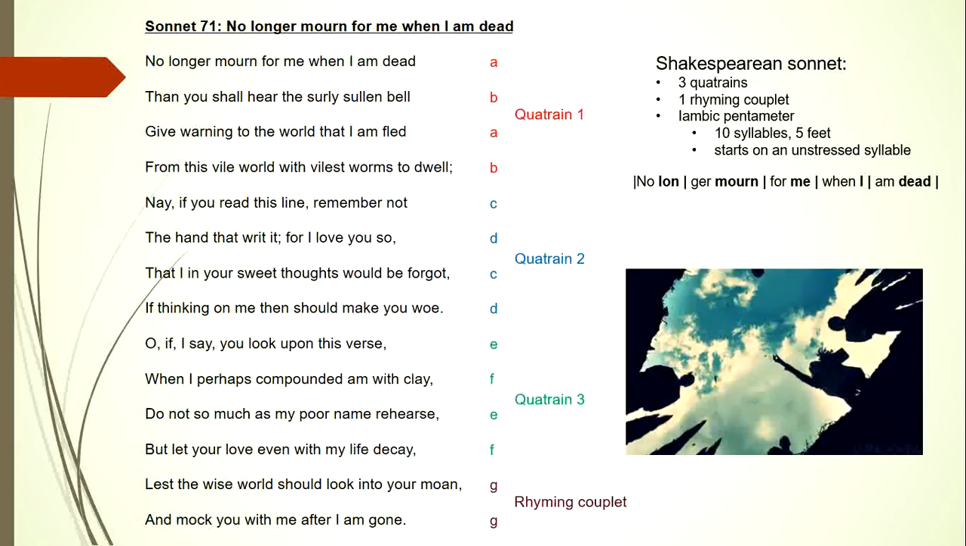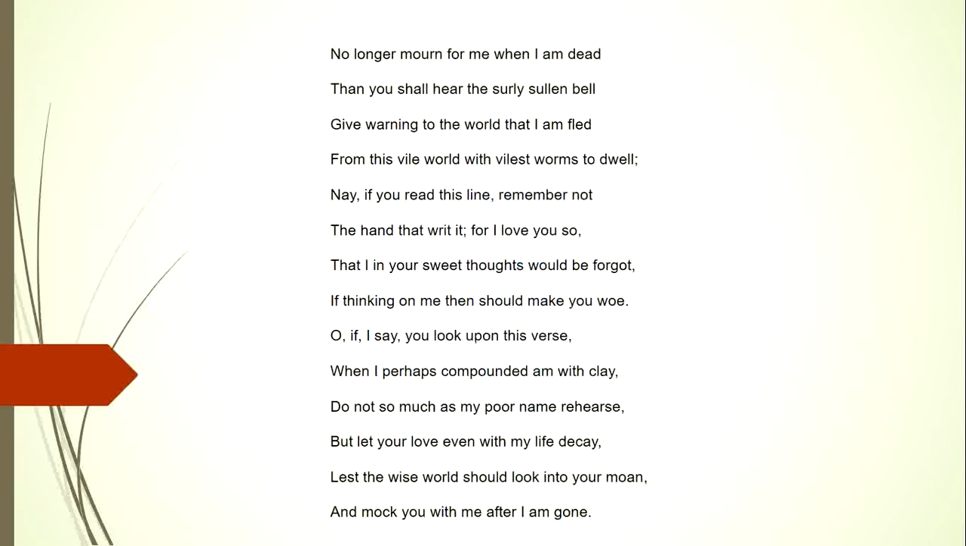Now, like I mentioned before, this poem is about mourning for someone once they're dead, and in fact the speaker is admonishing his lover not to mourn for him once he is dead. Now if we start looking at the poem line by line, we'll see that one needs to kind of see the first 2 or 3 lines as one, where it says, no longer mourn for me when I'm dead, then you shall hear the surly sullen bell.